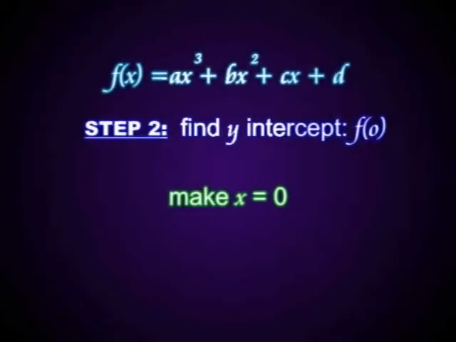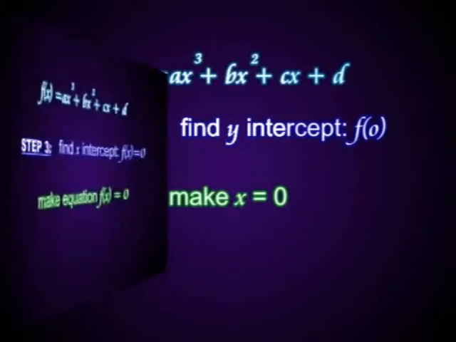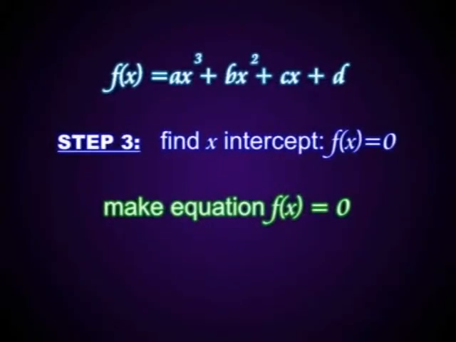Step 2. We find the y-intercept. The way we do that, we make x equal to 0, or rather we are looking for f of 0. Step 3. We are now going to look for our x-intercepts. Hence we are making y 0, or rather we are looking for f of x equals 0. Now step 3 is going to be a fairly complex one, and you will see that when we go through the example.